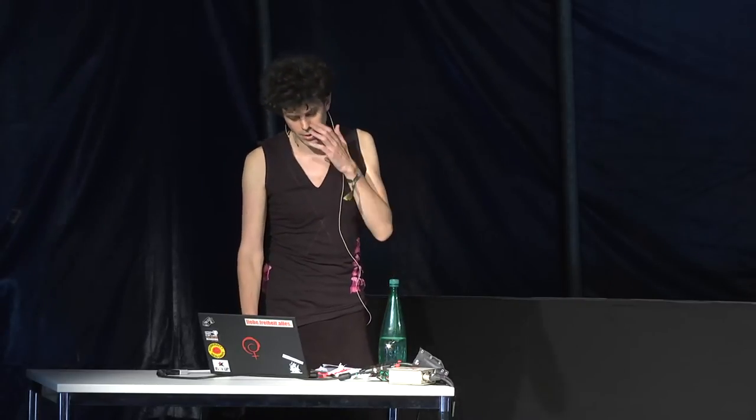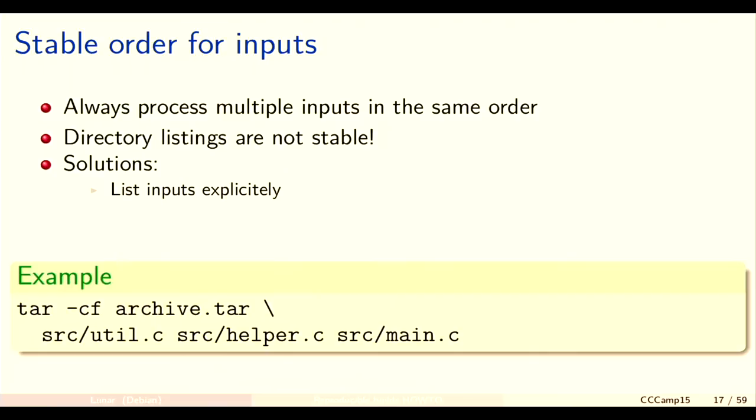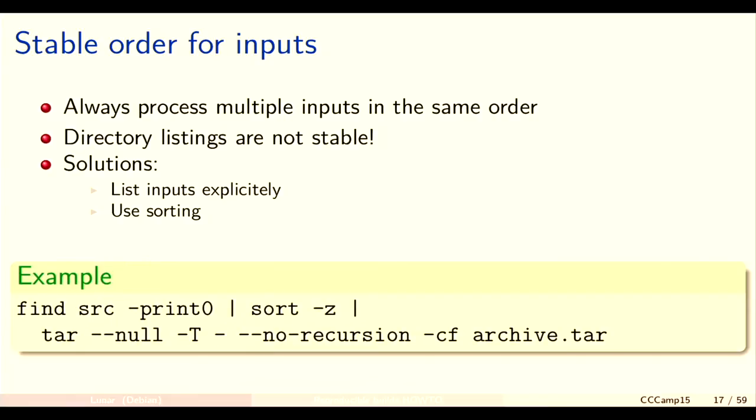What you want to do is something like this, which is listing the inputs explicitly. This is usually how it's done in makefiles. Another way is to use sorting. It is a complicated way to get it done right, but you use find and sort and then tar with the list of files. It's a bit of black magic, but there's one catch with this, actually.